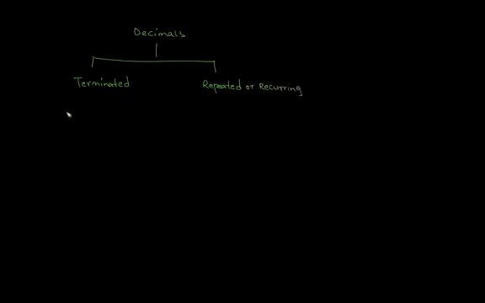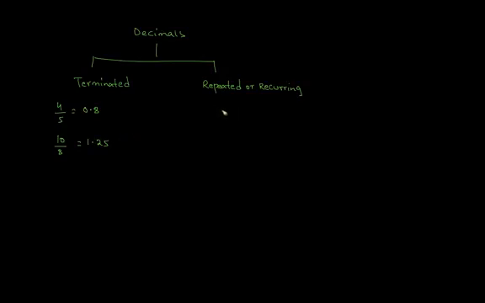Terminated decimals means, suppose you have 4 by 5. How do you convert it into decimals? 0.8. Suppose if I have 10 by 8, that is 1.25. These are the terminated decimals.